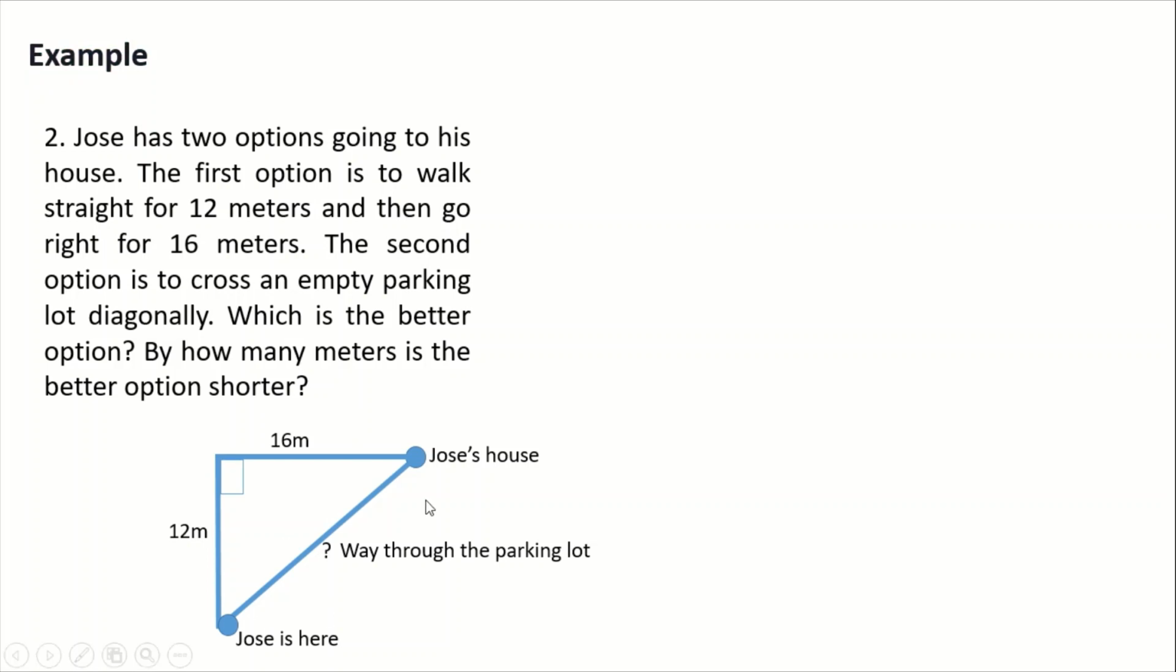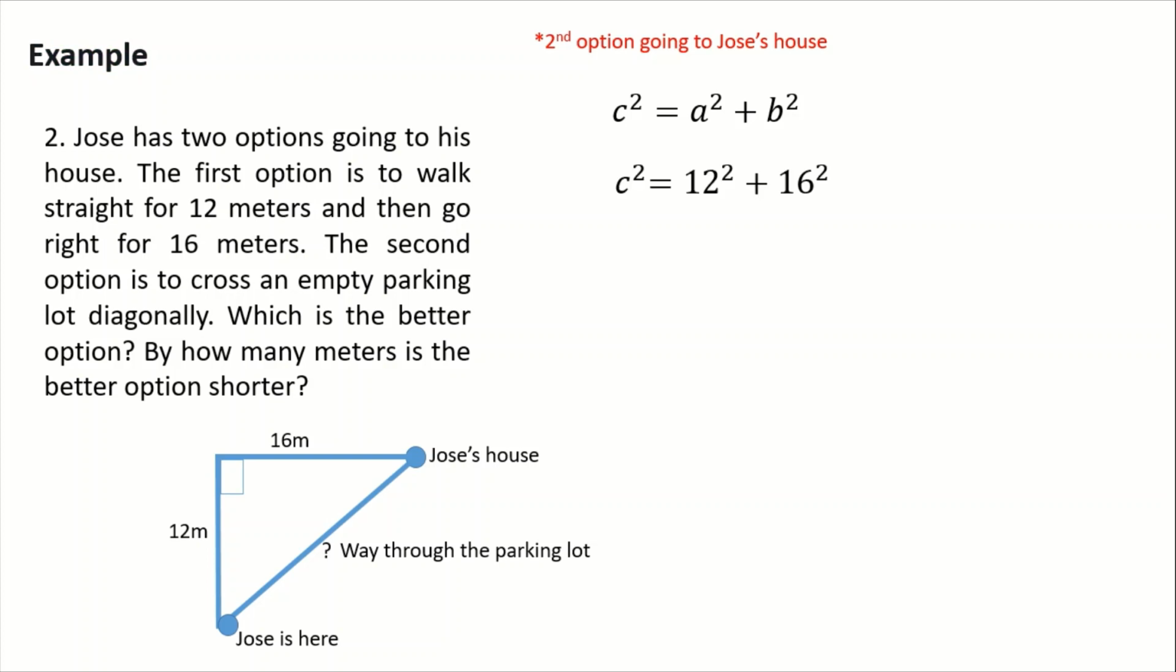So, if you noticed, we were able to form a right triangle. So, we can use the Pythagorean Theorem to get the measurement for the second option. So, we have here c squared is equal to a squared plus b squared. So, obviously, yung hinahanap natin is c squared. So, is equal to yung unang option, which is dadaan siya ng 12 meters. Ayan, itong 12 meters. So, 12 squared plus paliko siya ng pakanan sa 16 squared. So, 12 squared is equal to 144 plus 16 squared is equal to 256.